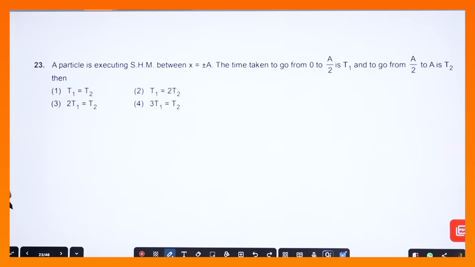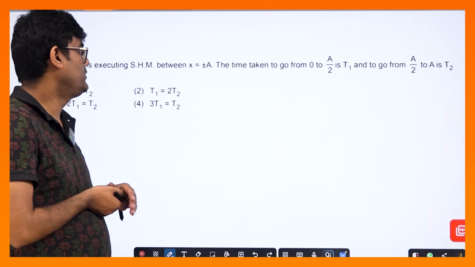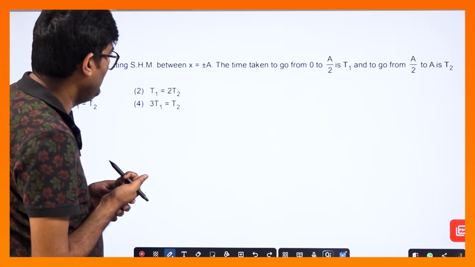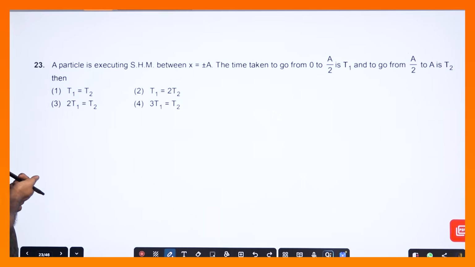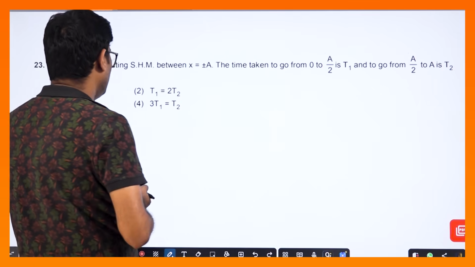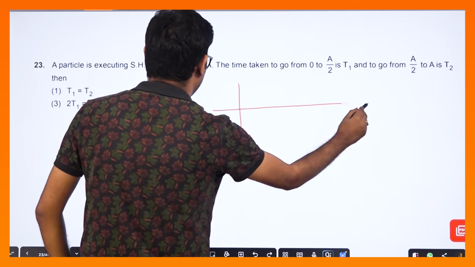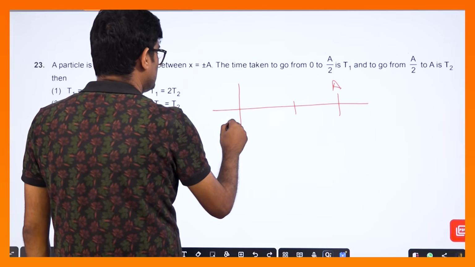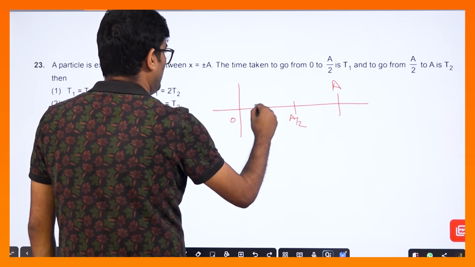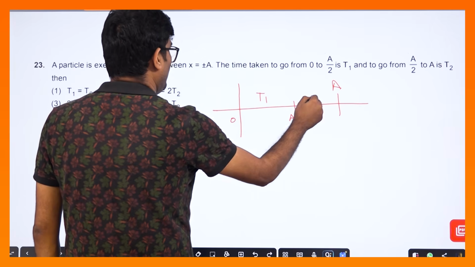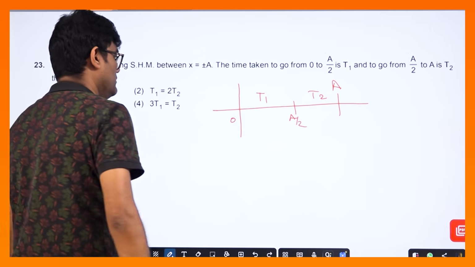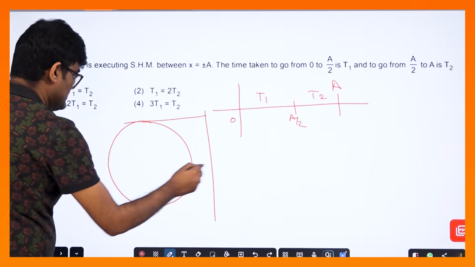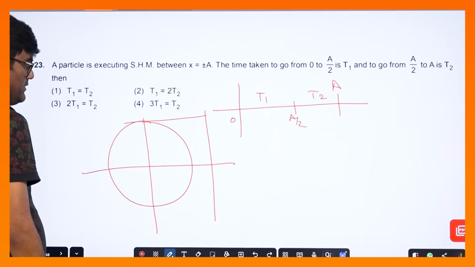The time taken from 0 to A by 2 is T1 and from A by 2 to A is T2. Look, T1 is not equal to T2, of course. It is saying that it is plus A minus A, that means its amplitude is A. So from 0 to A by 2 the time is T1, and from A by 2 to A it is T2. If I draw them in phasor, then you can easily solve this question.